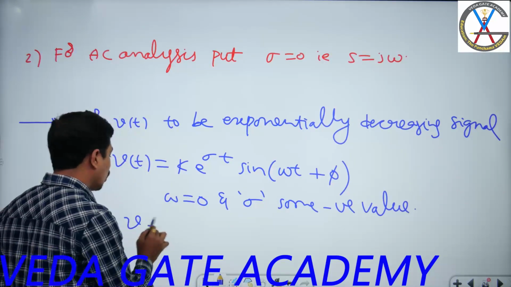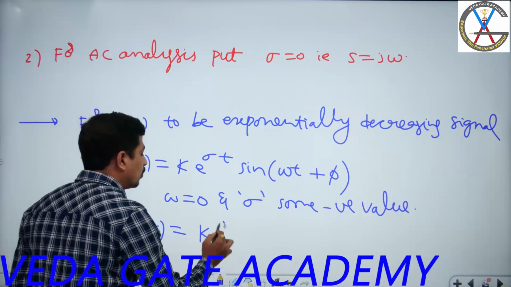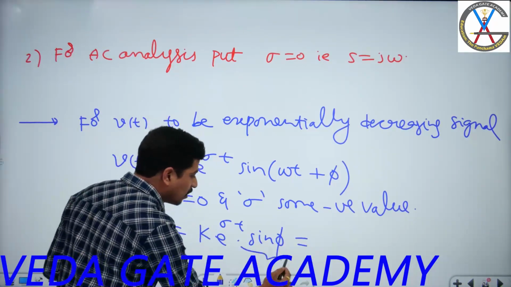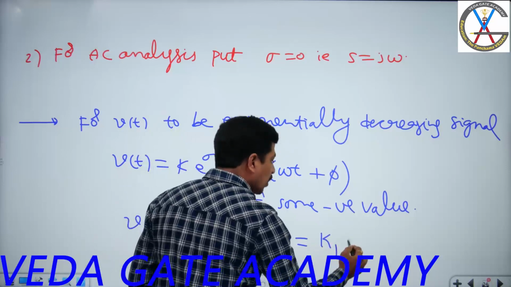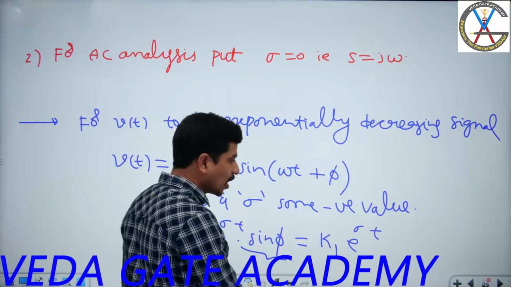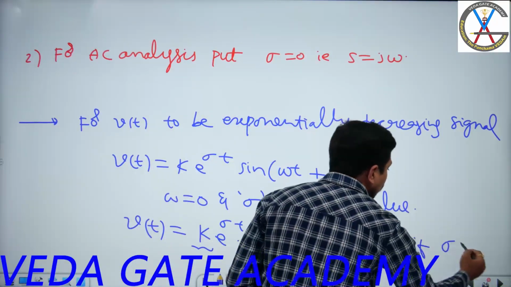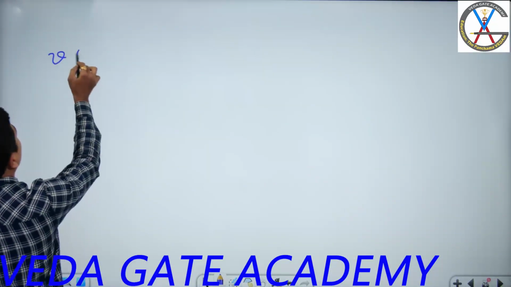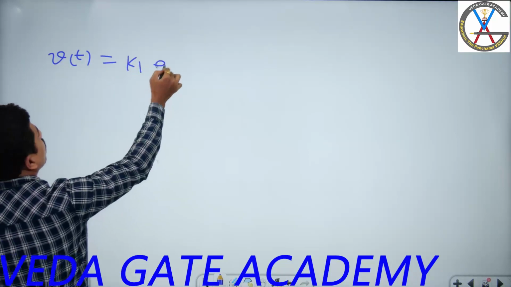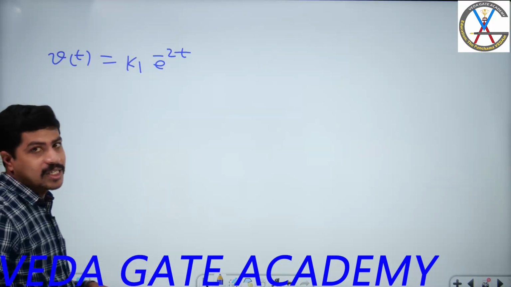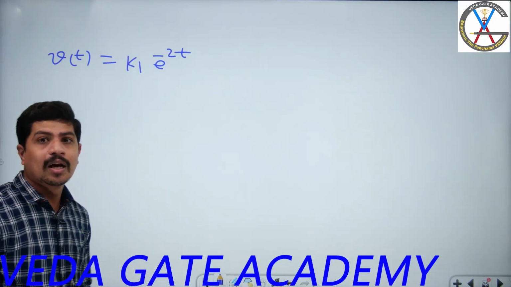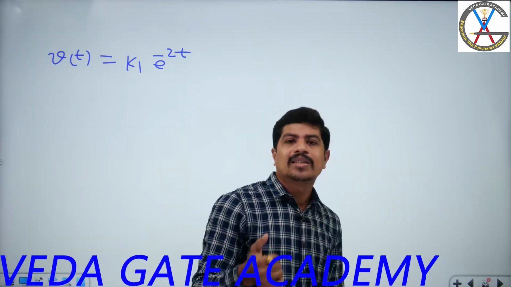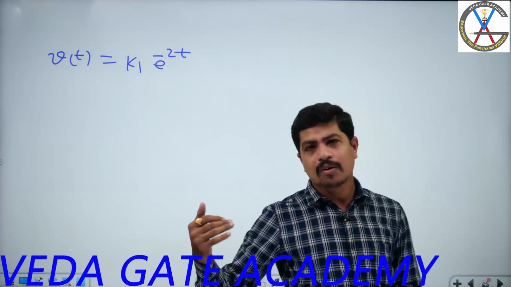Then what v of t do you get? v of t is equal to k into e power sigma t into sine phi. K is constant, and sine phi is also constant, so I'll write that as k1 into e power sigma t. Suppose sigma equals minus 2, what do we have? v of t is equal to k1 into e power minus 2t, an exponentially decreasing signal. We got exponential, sinusoidal, and DC.